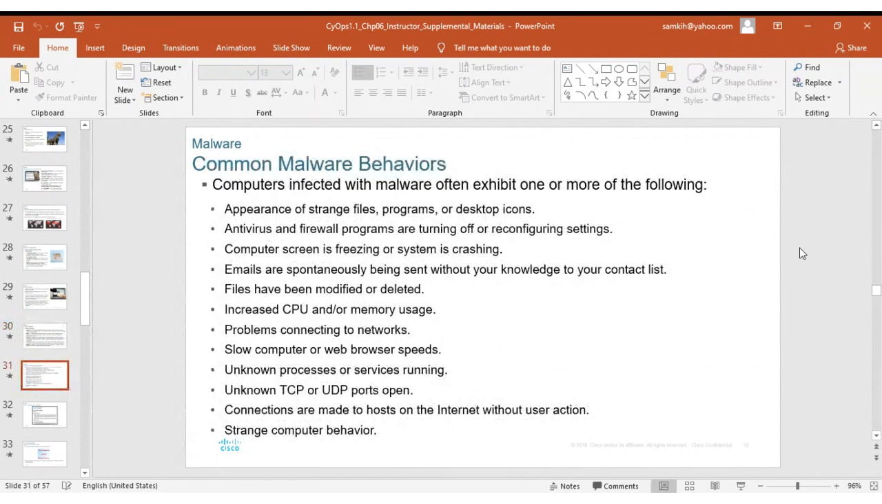So the common malware behavior, I think as we move on, so I would like to pause there for 1 minute.